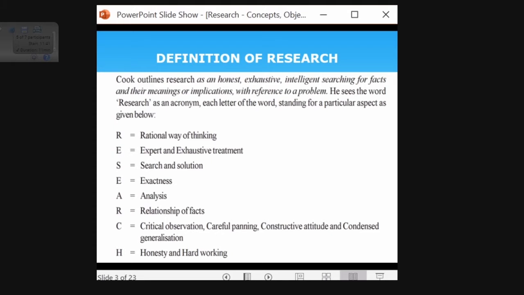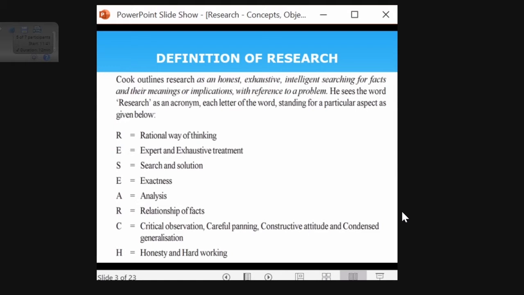So you see, R is rational way of thinking. Rational is a logical way of thinking. E is expert and exhaustive treatment. When you are treating a problem, it should be expert-wise and it should be exhaustive. Exhaustive in the sense it should be broad. You should analyze all the broad possibilities of the problem. S is for searching and solution, as we discussed in the previous slide. So research, search, and you have to search for the facts and you have to find a solution for the problem.